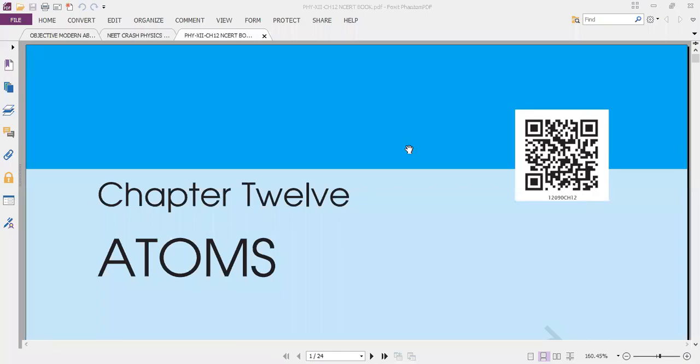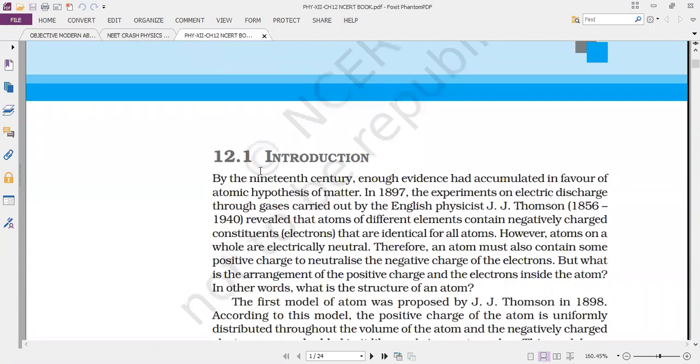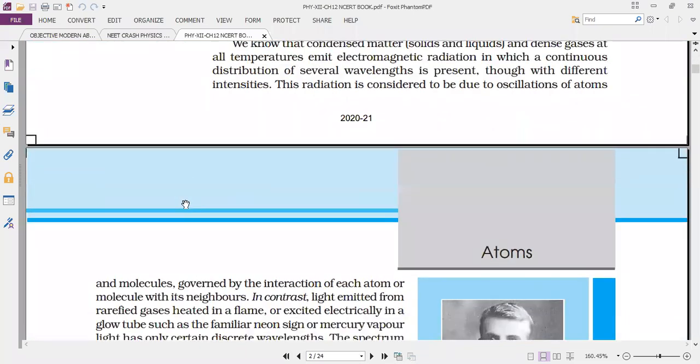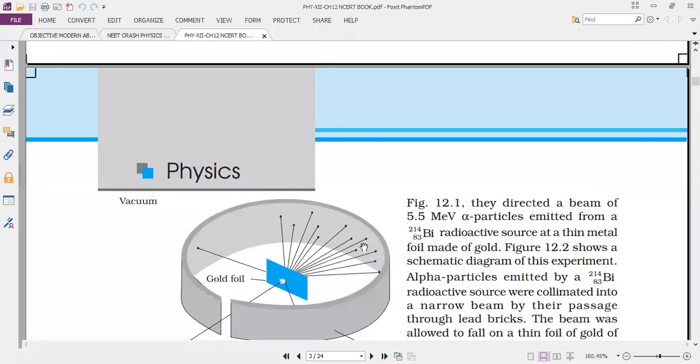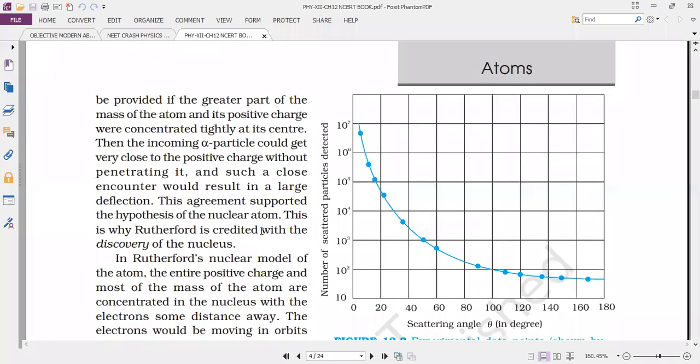Okay. So, now we are discussing atoms. Already we completed the introduction about the atom related to J.J. Thomson model of atom. Another one, Rutherford nuclear model of atom, alpha particle scattering, and Rutherford alpha particle scattering conclusion. Another one, demerits also we discussed.